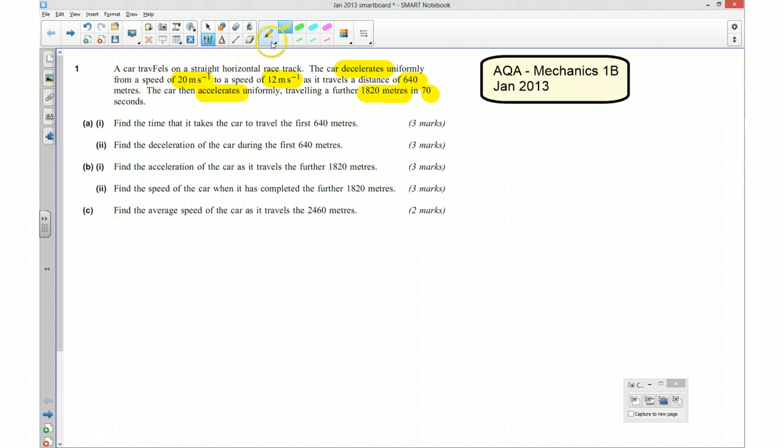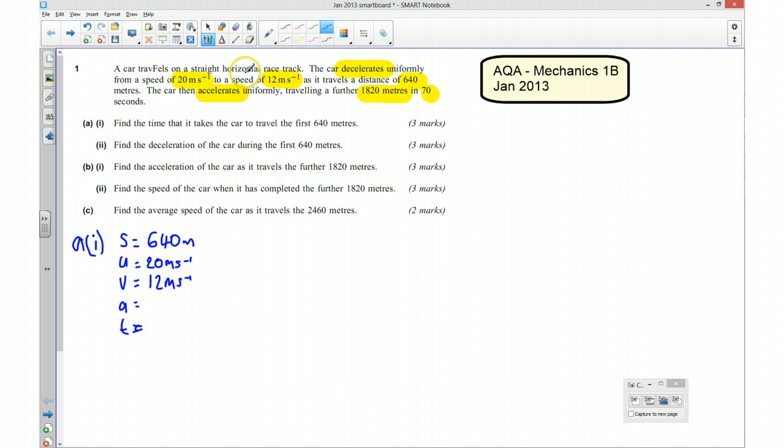The first part of the question requires us to find the time that it takes the car to travel the first 640 meters. So we can see from the question that it's decelerated from 20 meters per second to 12 meters per second, and it's traveled a distance of 640 meters. So for part A, I'm going to write down the word suvat, and I'm going to read off all the values that I know. So I know that the displacement is 640 meters, and I also know that the initial velocity here is 20 meters per second, and I'm also told the final velocity is 12 meters per second.